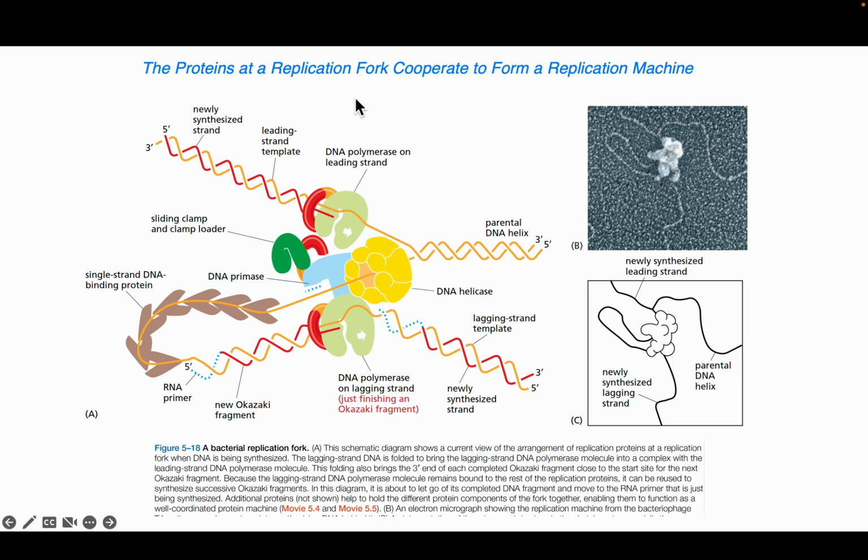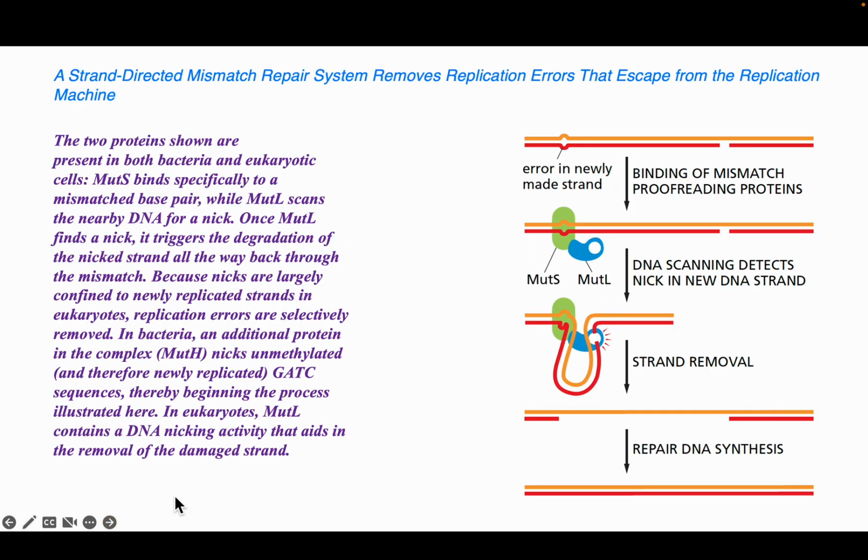So what are the proteins at the replication fork? You can see these are the single-strand DNA binding proteins we discussed, which stabilize the single-stranded DNA. Then DNA primase will form a short primer, then the sliding clamp and clamp loader, DNA polymerase, DNA helicase, and so on. So these are the protein complex formed in the replication fork region.